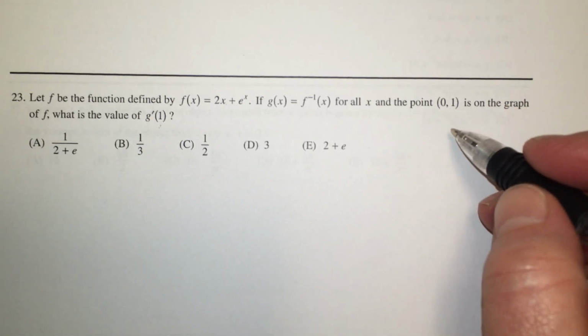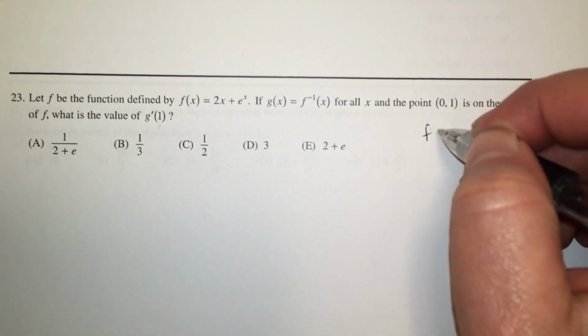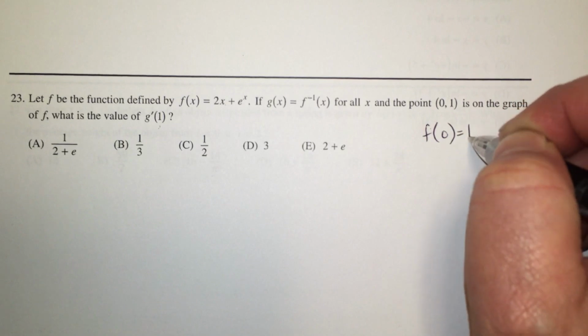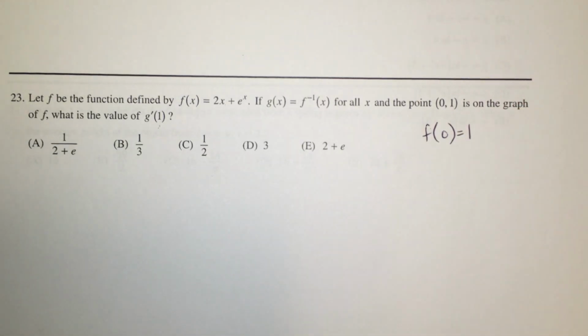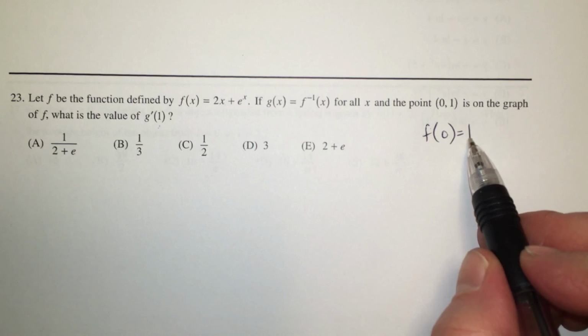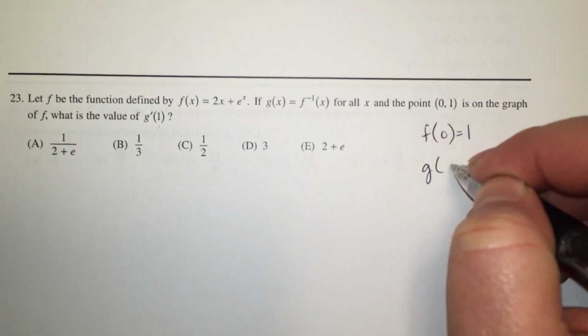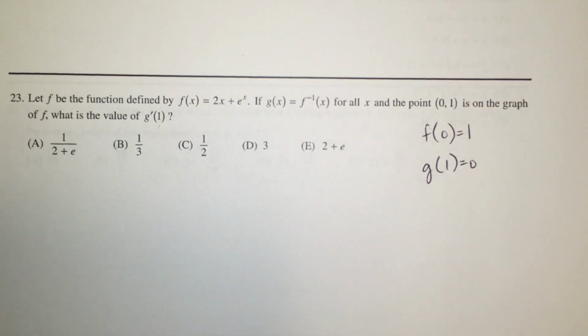So if the point (0, 1) is on f, then that means that f at 0 is equal to 1. The input for f gives an output of 1. The input of 0 into the f rule gives you an output of 1. And since f and g are inverses of each other, that means that g at 1 is equal to 0. You just switch the x and the y.